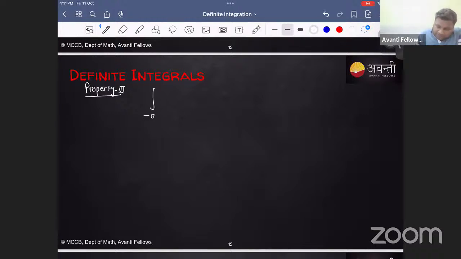integration minus a to a fx dx. This will be integration 0 to a.